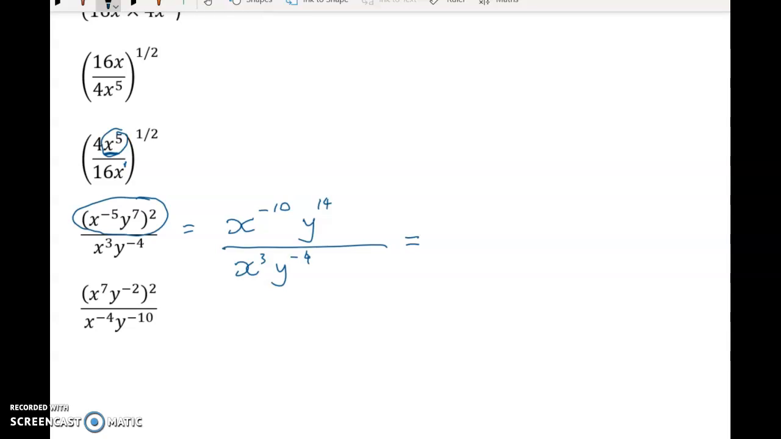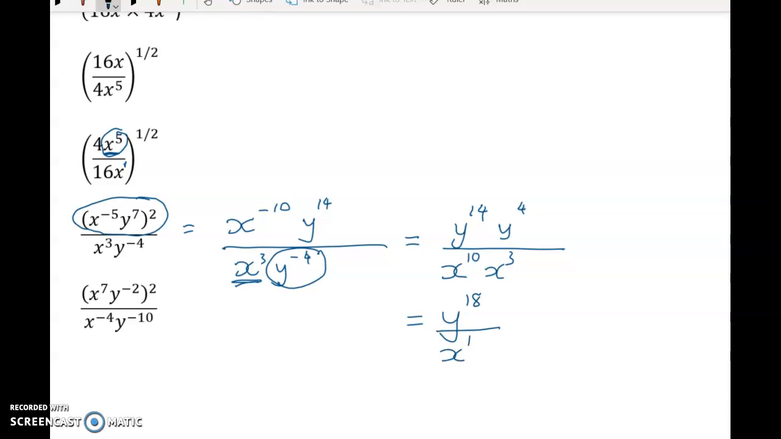So in here, looking at this numerator first, we'll leave the y to the power of 14 there. x to the -10 is the same as 1 over x to the 10. We'll leave the x cubed here, and y to the -4 in the denominator is the same as y to the 4 in the numerator. So my final answer here is y to the power of 18 over x to the power of 13.